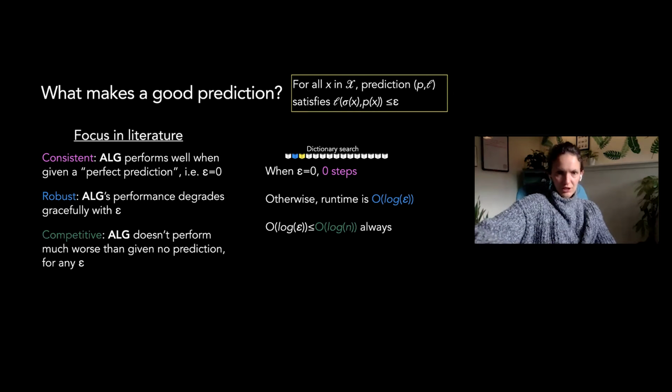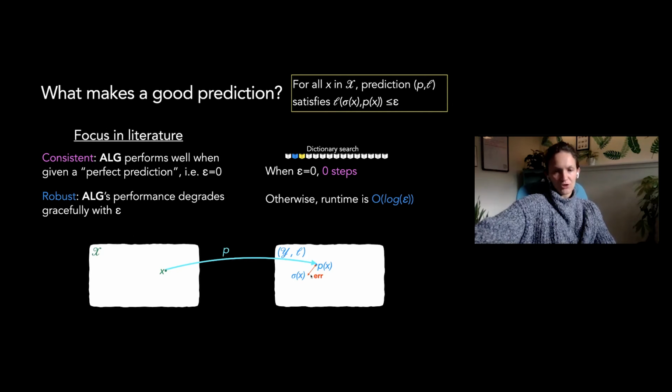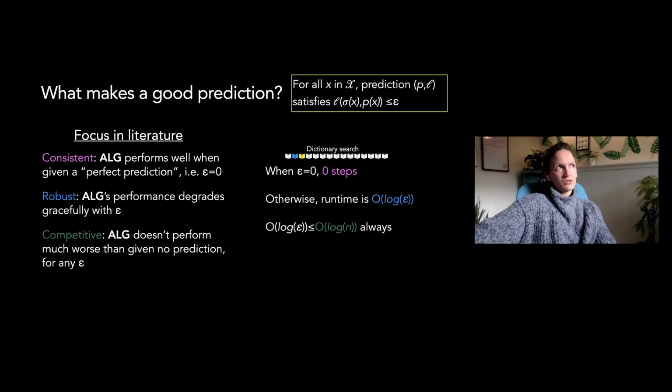And then I don't have room for the picture here, but the last one is competitive. So competitive means that when the algorithm receives an absolute garbage prediction, it doesn't perform much worse than if it hadn't been given any prediction. So the picture here is that as P of X runs away from sigma of X and does whatever it wants, if you give me a totally garbage prediction for an instance, it's fine. Your algorithm is still going to give you something that you're not too upset with. So in dictionary search, this one was pretty easy because you're never going to do a constant factor worse than just order log n.